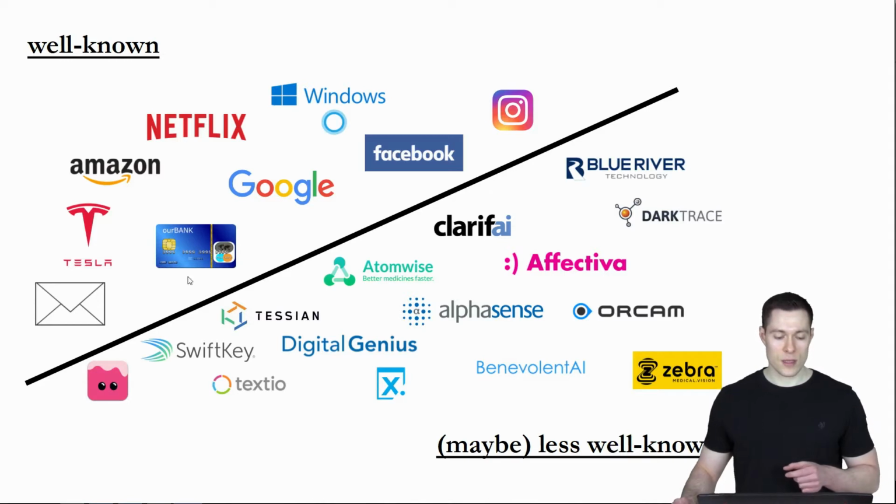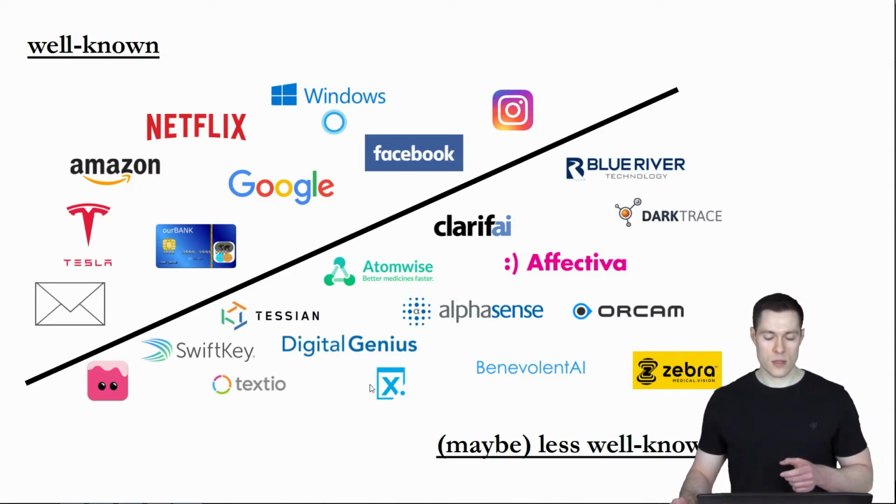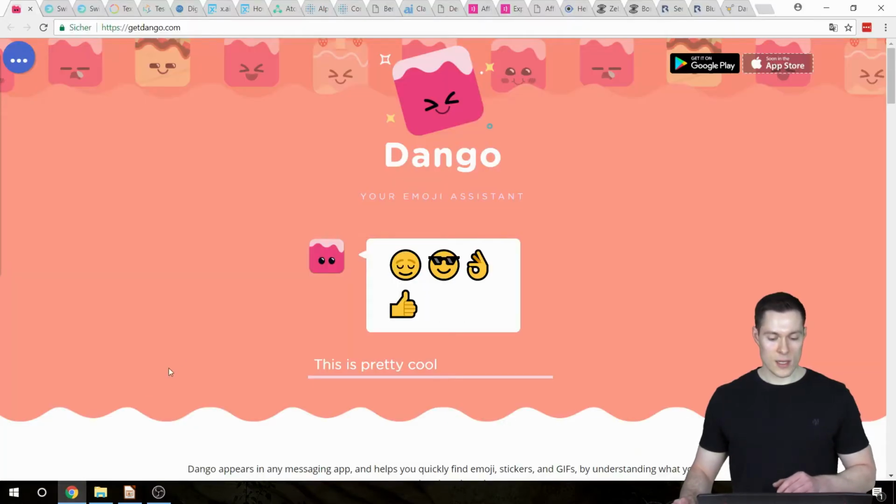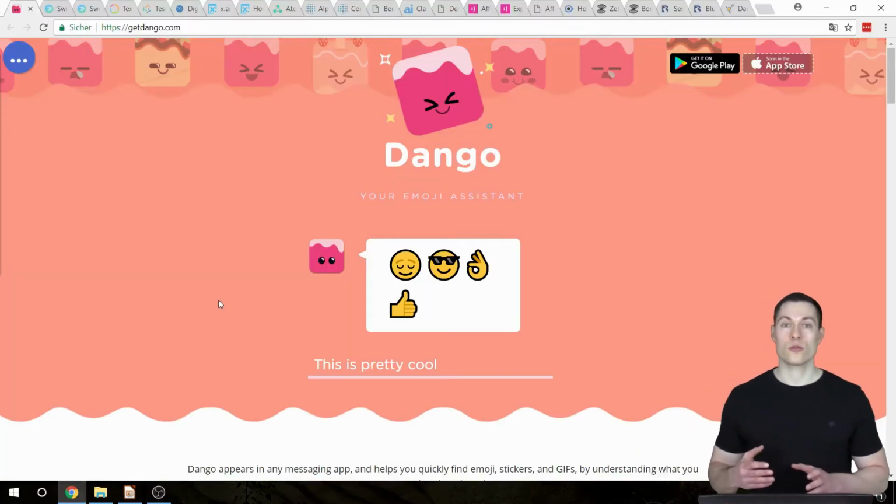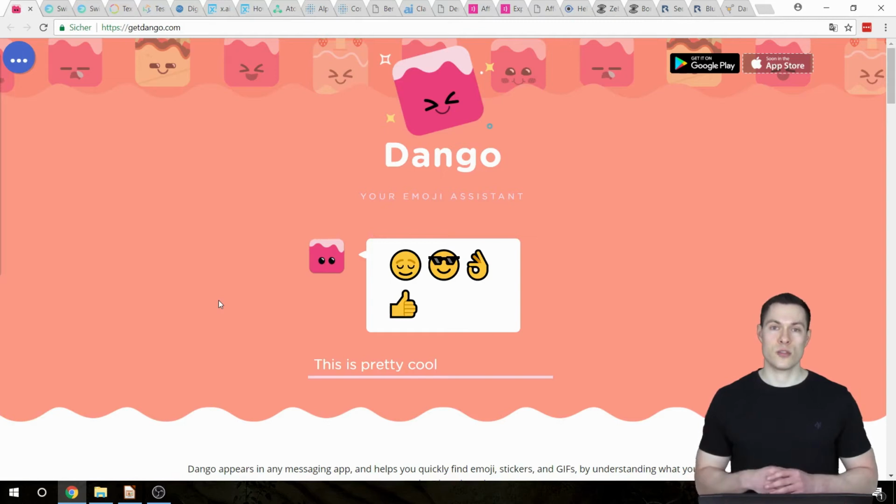And now let's go into a little bit more detail with the maybe lesser known applications. And the first one comes from Dango. And this is a service that predicts which emojis you're going to use based on the message you've written.